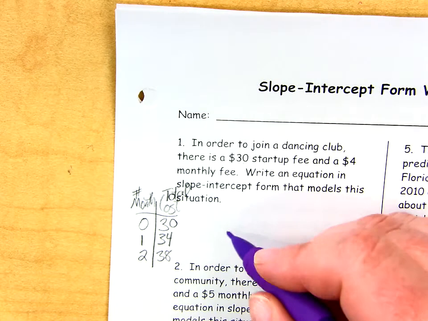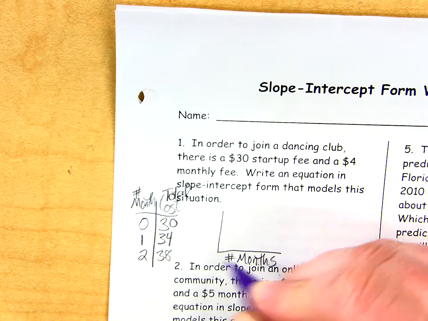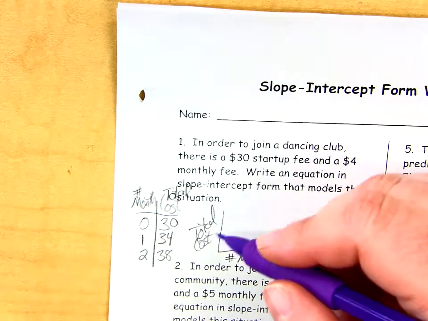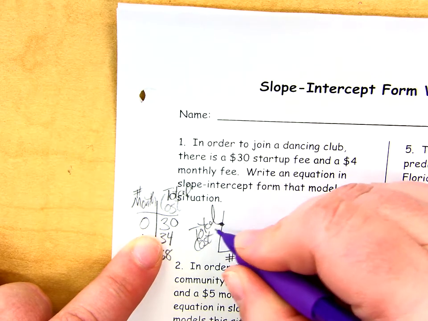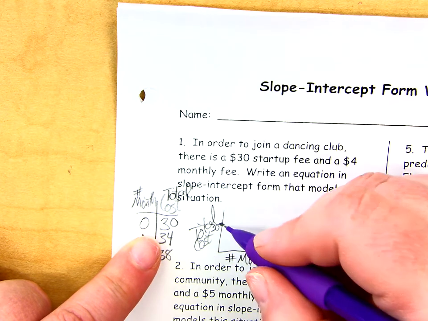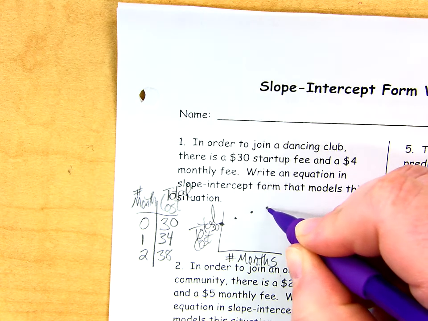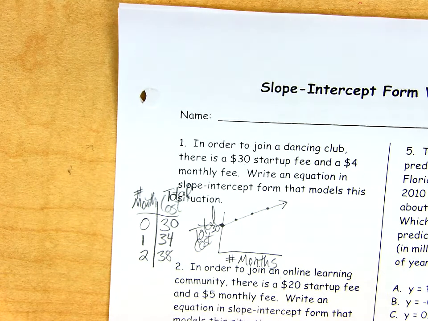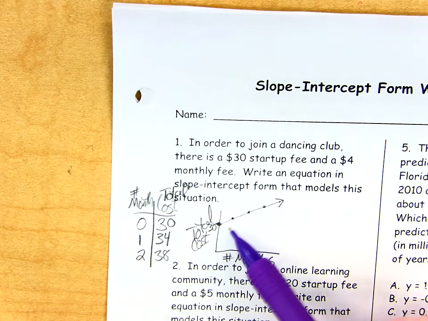If you were to look at this as a graph, so if I did number of months and total cost, at 0 months, I'm starting at 30, right? So I'm not starting at the origin. I'm not starting at 0, 0, because I had to pay that $30 startup fee. And now I'm going to go up $4 every month. So now I'm going to have a line that basically has a slope of $4 every month for as long as I decide to stay in this club. So that's kind of what the graph would look like.